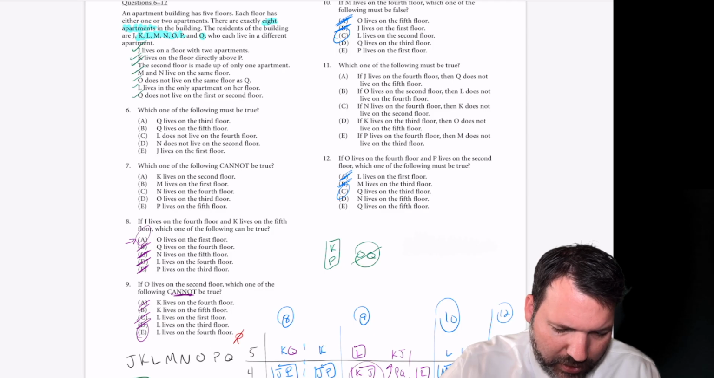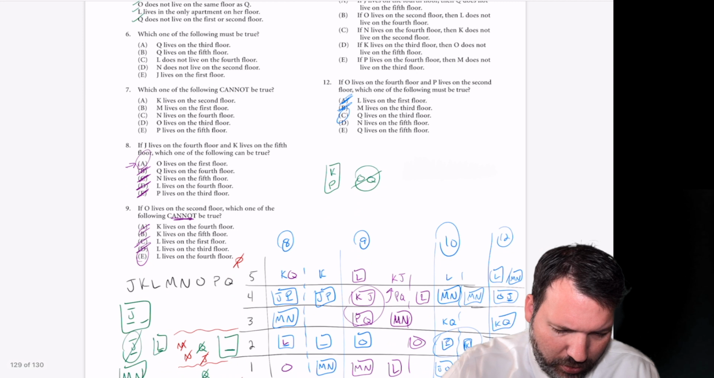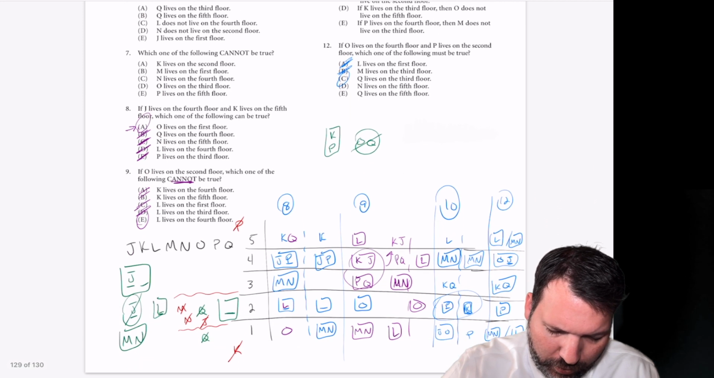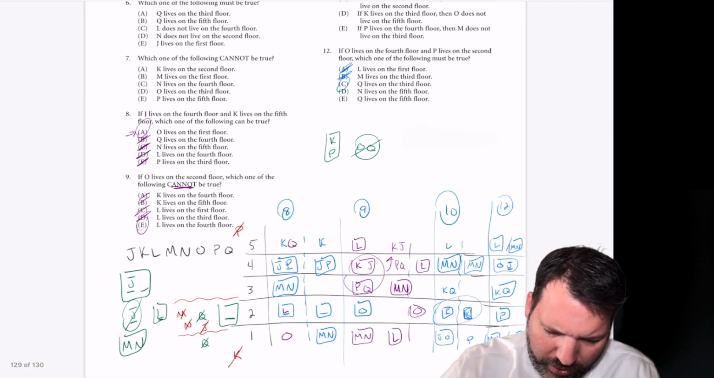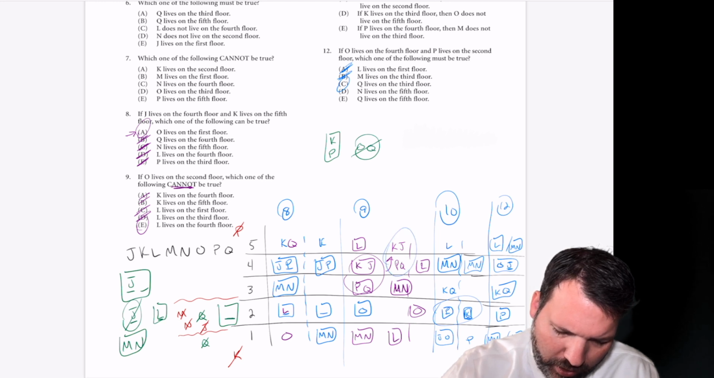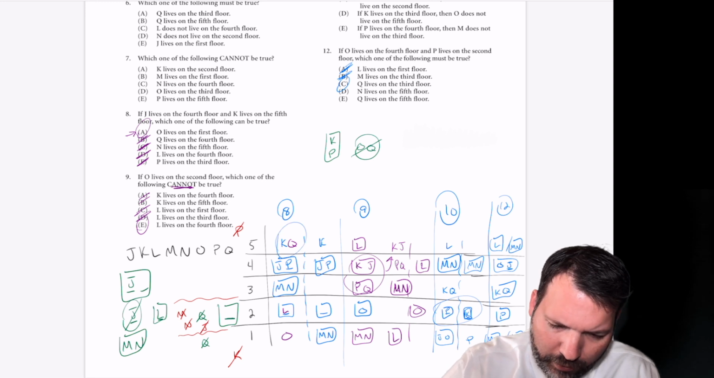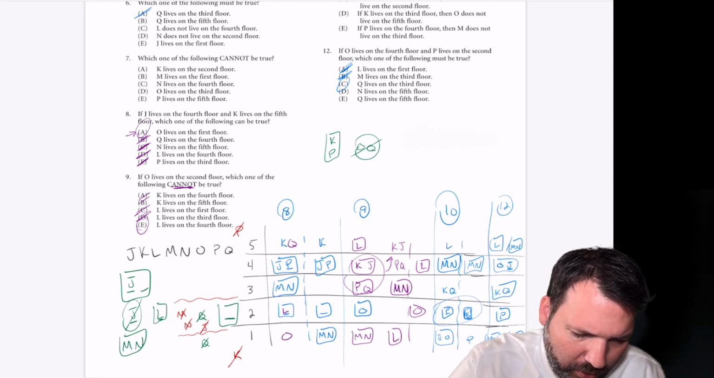Which one of the following must be true just always? Q lives on the 3rd floor? No, we saw Q in other scenarios, right? There was this scenario here where KJ went over PQ. That was a possibility. Looks like Q was up here on floor 5, so no, that's not a must be true. Q lives on the 5th floor. It's possible, but not a must be.